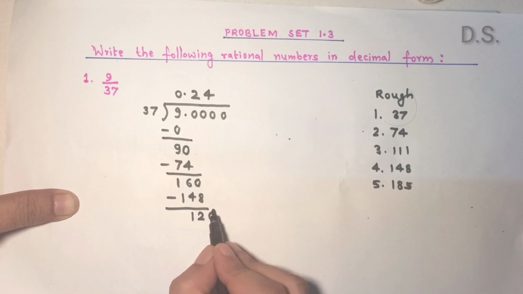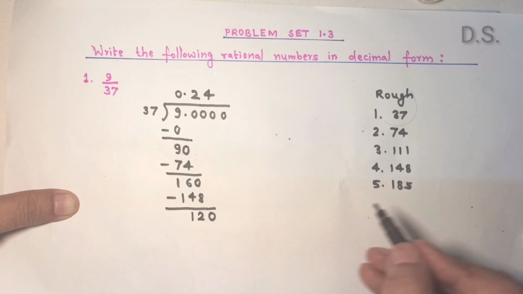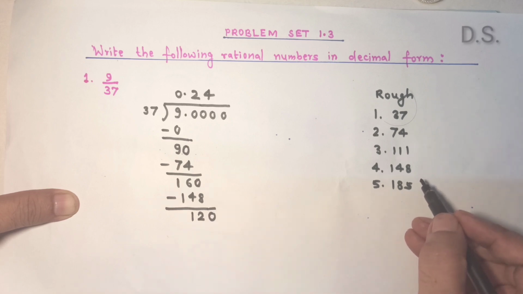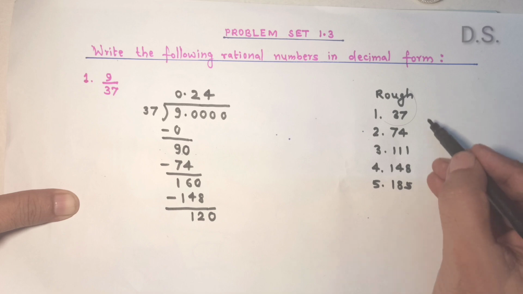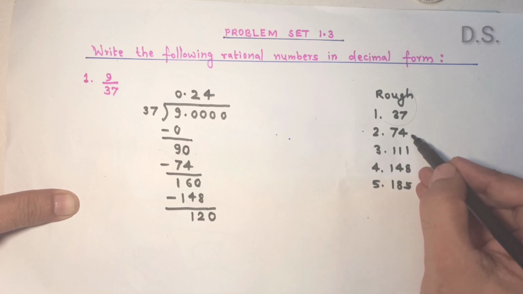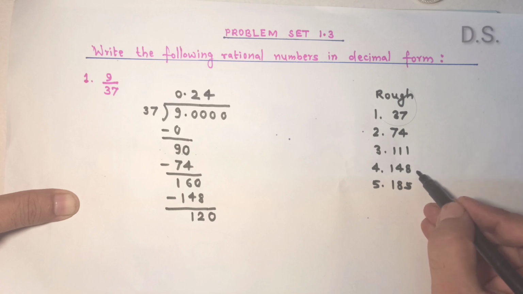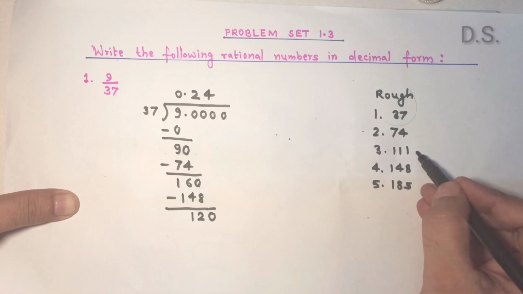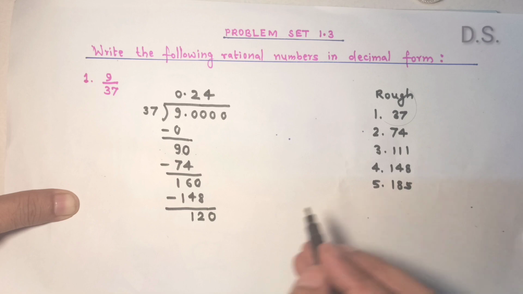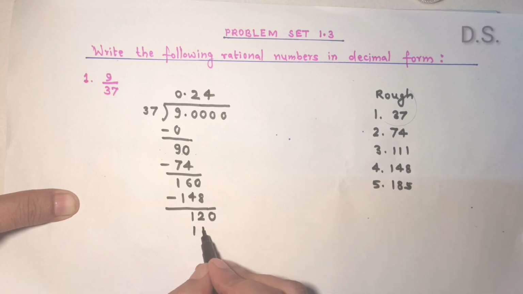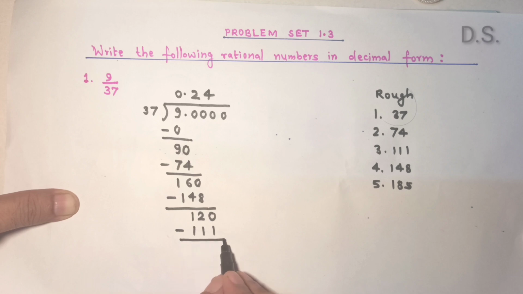Again put 0. Again try to do the same. Find out 1 time, 2 times, 3 times, and 4 times. 4 times is bigger, 3 times is okay. So 3 times it is 111. Subtract. You will get 9. As usual, put 0.